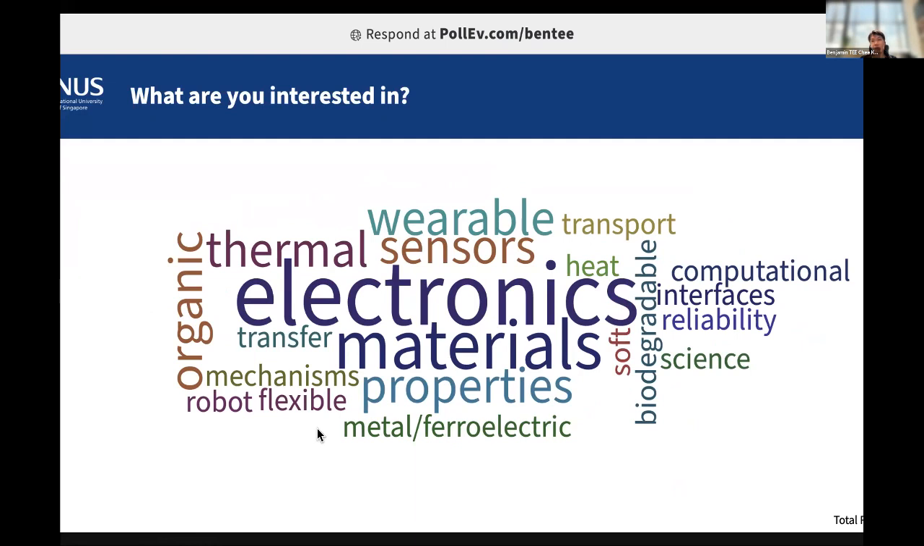Okay, so good. I think we have quite a good response. I think a lot of people are interested in electronic materials, properties, some organic materials, also some bit of robotics and some reliability. And thermal is interesting. We'll not talk so much about thermal here, but mostly about electronics, properties, and reliability. Biodegradable is also interesting. Okay, great. Thank you for the inputs, and I will switch back.